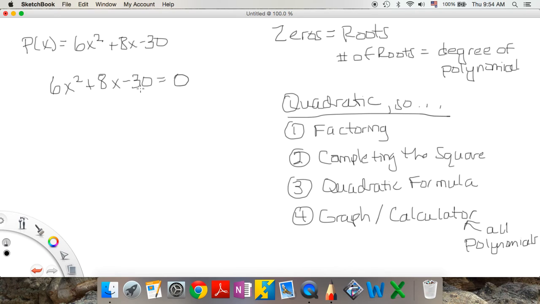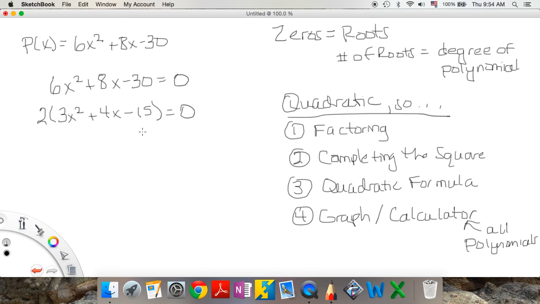So, let's look at this and first decide, can we factor it? Let's see if we can factor out just a number to start with and see what happens. These are all divisible by 2, so if we factor out the 2, then we have 3x squared plus 4x minus 15.